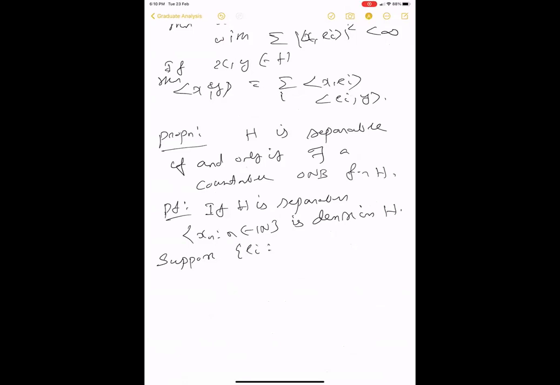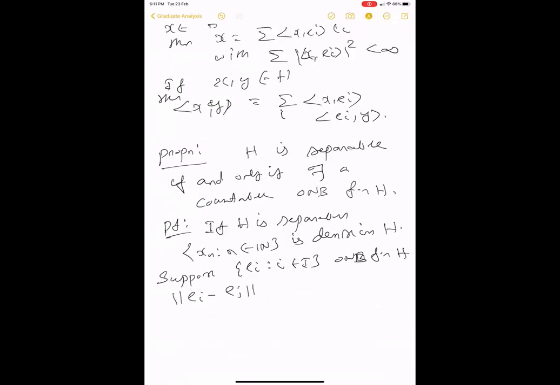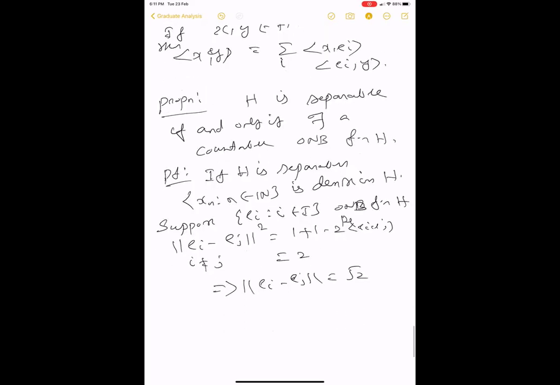Suppose {e_i}, i in I, is an orthonormal basis for H. I want to say that this index set I is countable. Now consider the distance between e_i and e_j for i not equal to j. The norm squared of e_i minus e_j equals norm e_i squared plus norm e_j squared minus 2 times the real part of the inner product of e_i and e_j, which is 1 plus 1 minus 0, which is just 2. This implies the norm of e_i minus e_j equals root 2. They have a fixed distance between them.